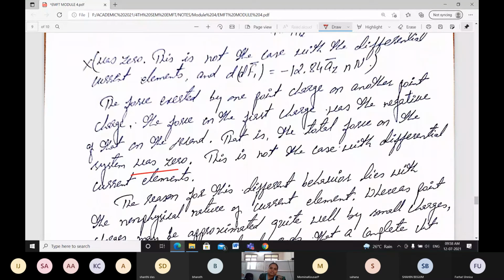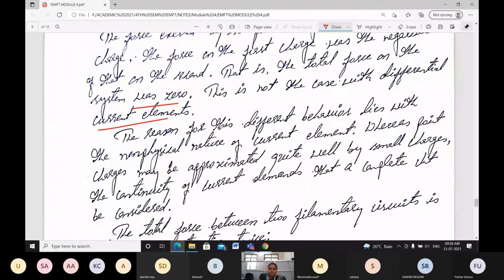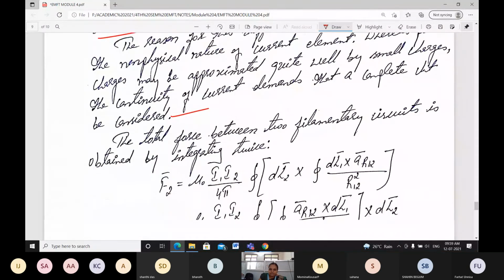This is not the case with differential current elements. With differential current elements, you will not get a 0 force. But what is that force? We'll take that up. The reason we do not get 0 lies with the non-physical nature of the current element. Current is not constant, right? It will be varying. Whereas point charges may be approximated quite well with small charges, the continuity of the current demands that the complete circuit should be considered. For that reason, it is not going to be 0 for differential current elements.